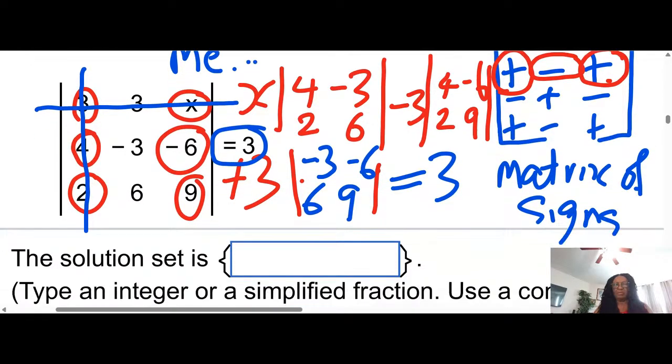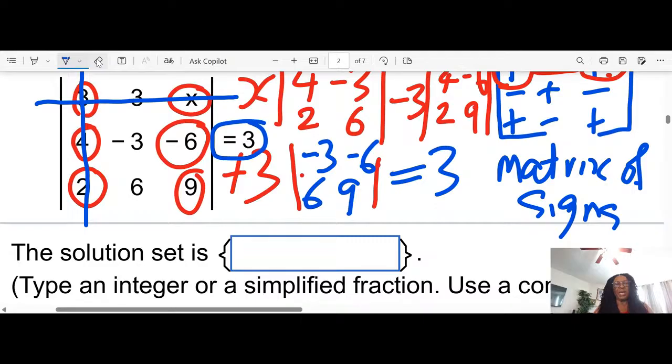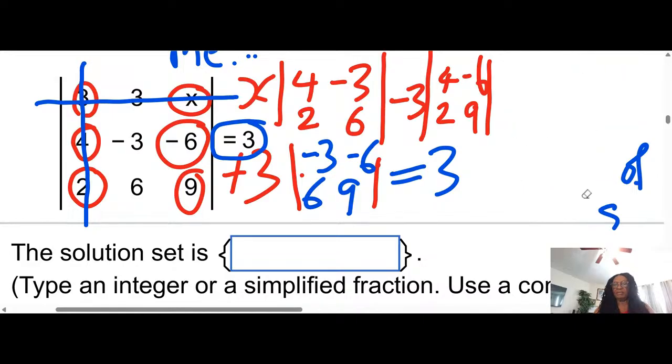So I am going to bring down. And by the way, I don't need this matrix of signs now, so I can actually clean it. That way I will have some space. I can clean the matrix of signs because I have finished using it. I'll take it away. All right, so now I want to evaluate the matrix.